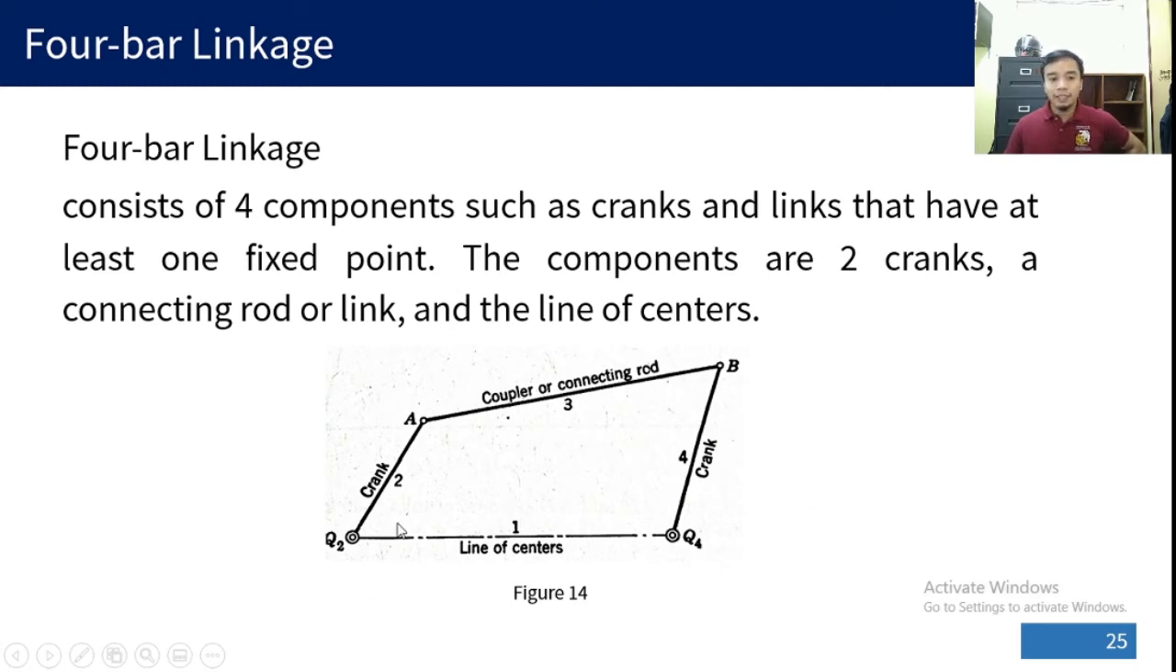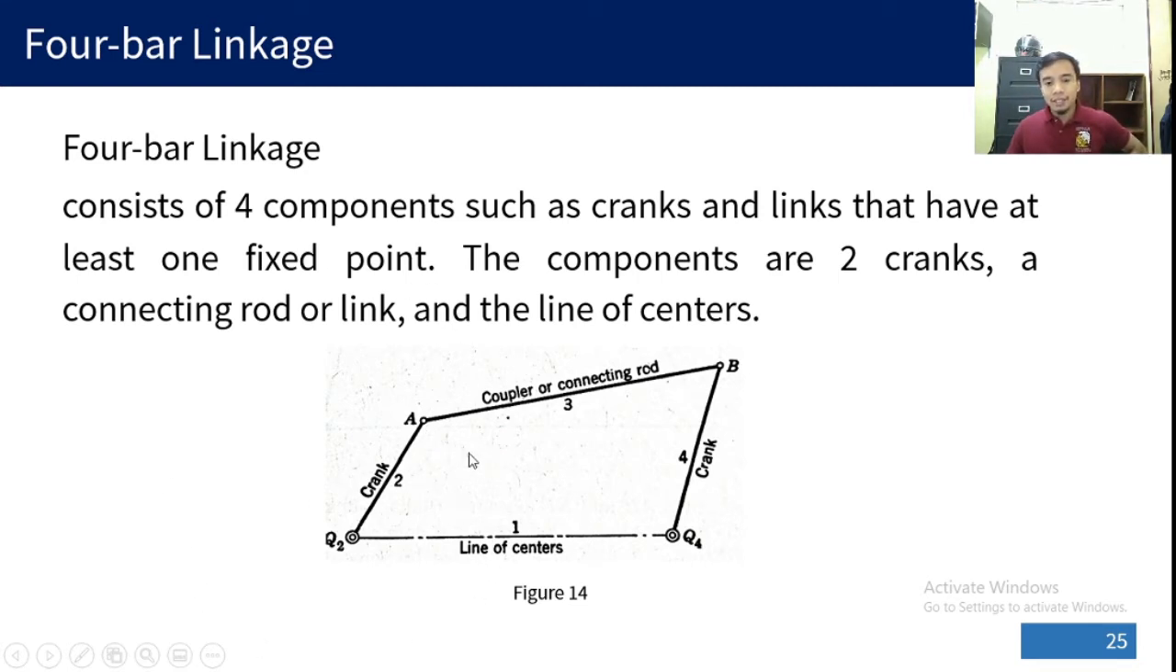So in the 4-bar linkage, the cranks 2 and 4 are attached to the axes Q sub 2 and Q sub 4 respectively. Since they are attached to the axes, they can move freely.